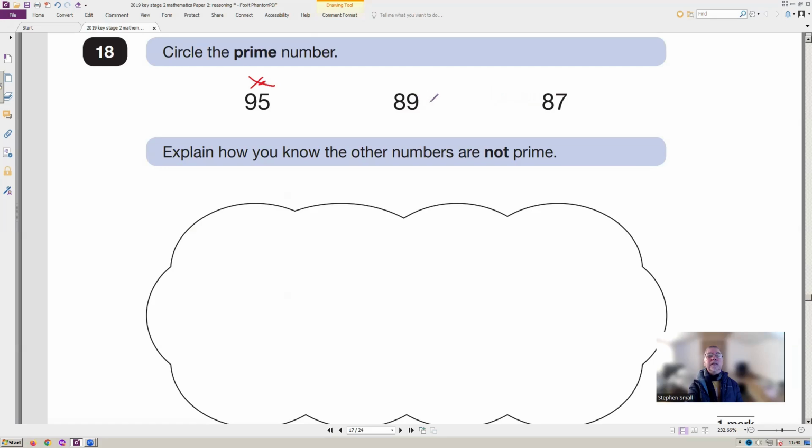Does 3 go into this one? 8 and 7 is 15. 15 divided by 3. I think 3 goes into this. I'll just check. 3 into 8 goes twice, leaves 6 with 2 left over. 3 into 27 is 9. Yeah, 3 goes into that one, so it's not that one. This is the one we want.